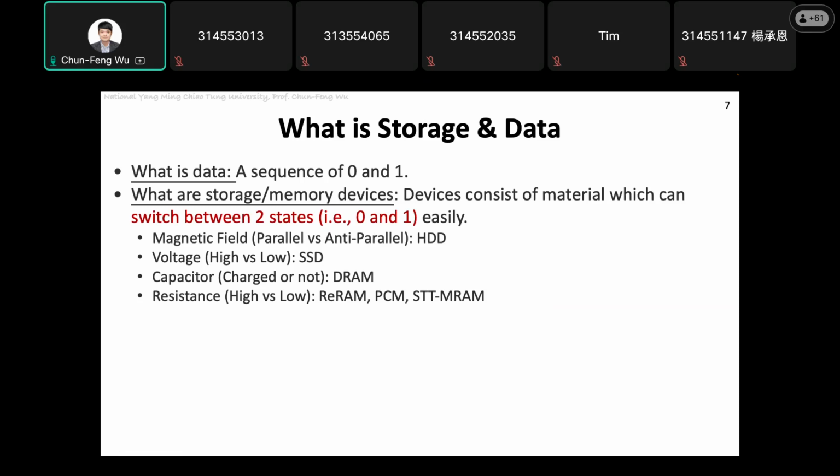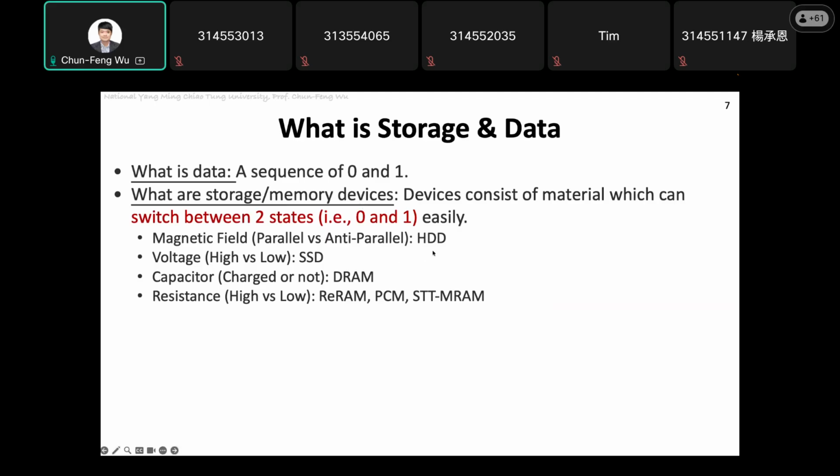So for some devices, we'll use chemistry stuff to represent 0 and 1. And sometimes we'll use some physics stuff. For example, there is a magnet, or there is current, the electricity part. So it depends on the different device.